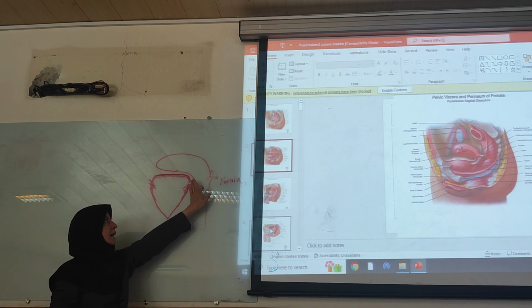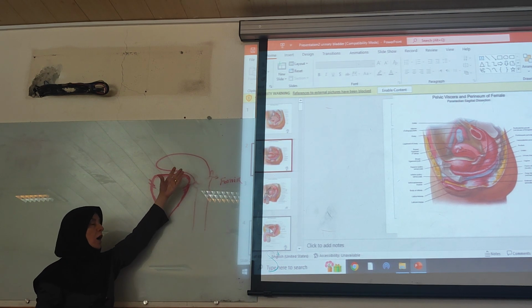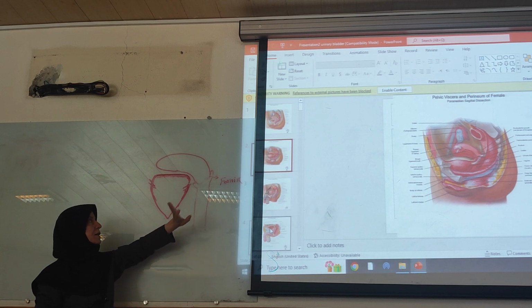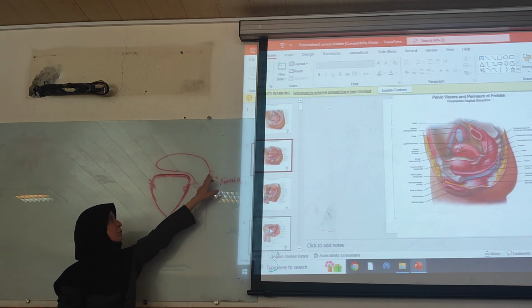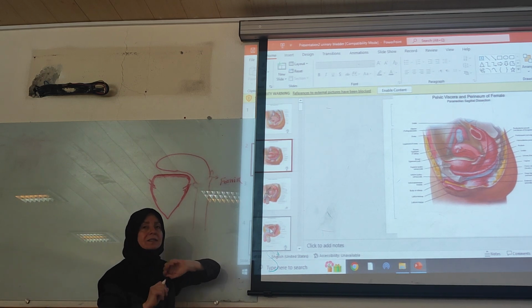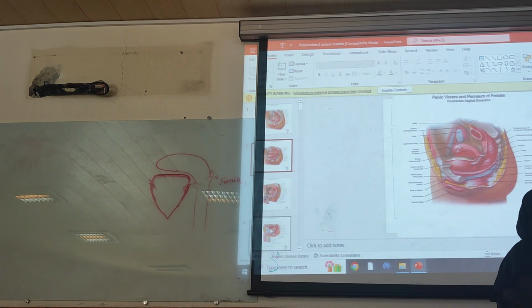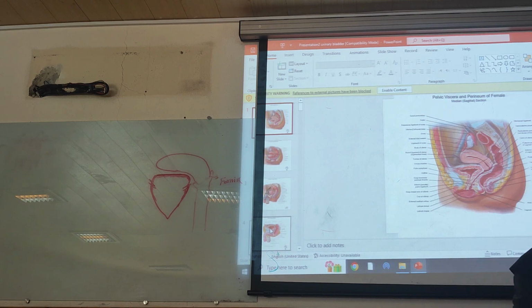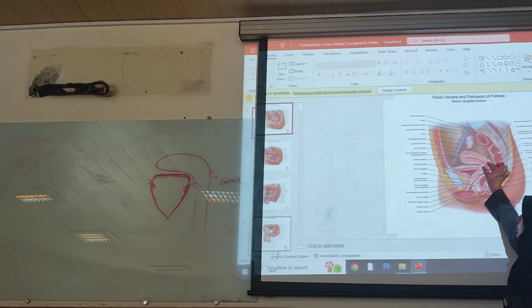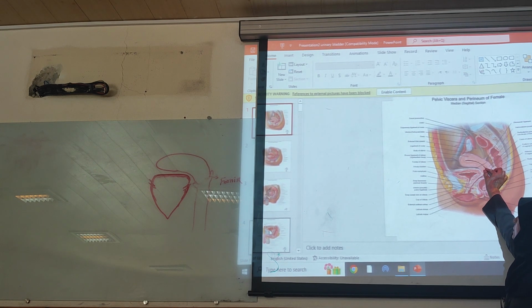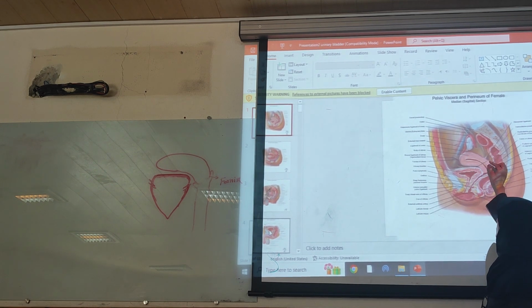Posterior fornix, anterior fornix, right fornix, left fornix. Between these four fornices, the posterior fornix is deeper and larger. So I come back to this picture. Look here. According to this picture, you are going to look at the cervix of the uterus. Here is the body of the uterus.